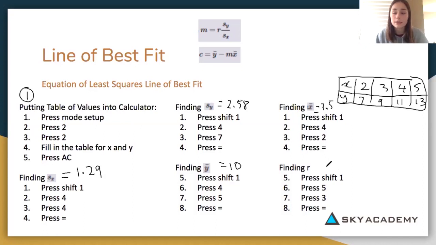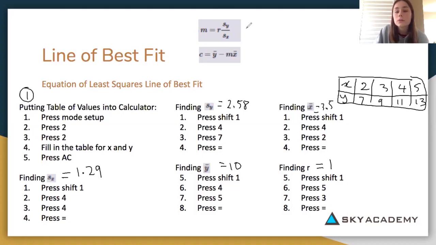Now let's find our Pearson's correlation coefficient, which is R. So we press Shift 1. This time we're different. We're pressing 5 to go into reg. Press 3, press equals, and you'll get 1. So once you get all of these values, you can then sub them into the formula.